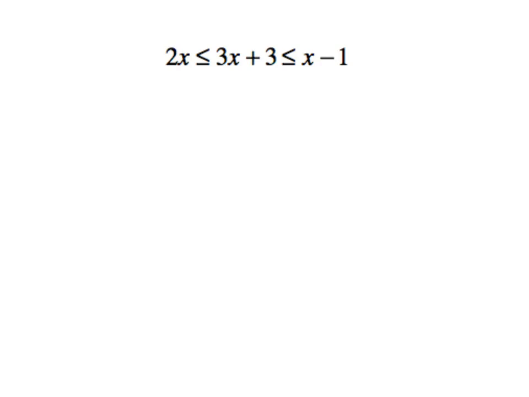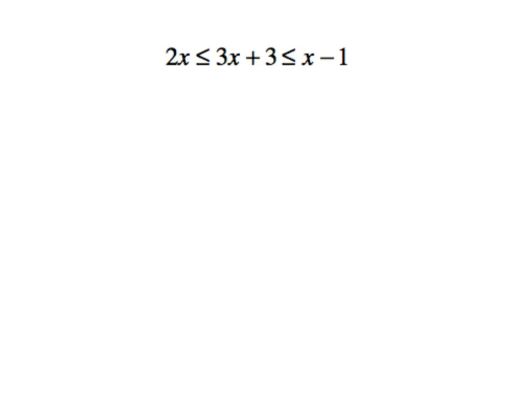Okay, so in this video we're just going to have a quick look at what you would do if you have two inequalities. So you've got 2x is less than or equal to 3x plus 3, which is also less than or equal to x minus 1. To solve one like this, the best way to do it really is to split this into two separate inequalities that we need to solve.